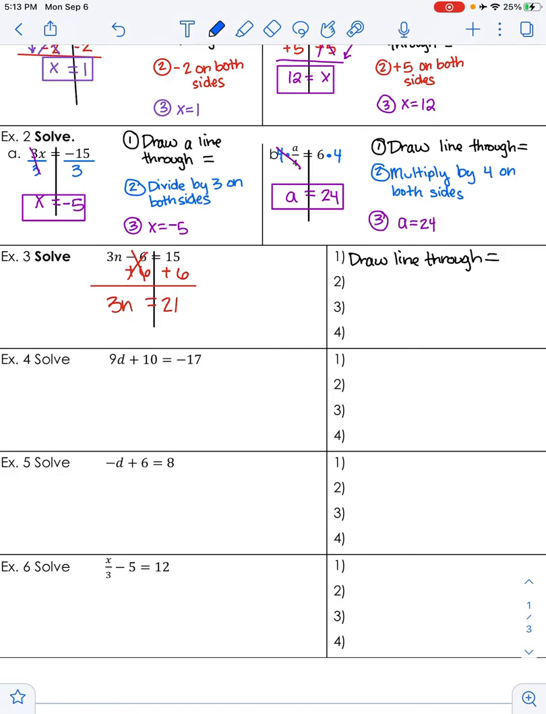From here, I'm going to divide by my coefficient because the 3n are being multiplied. So I'm going to divide both sides by 3. Oh, and I forgot to write my steps. So plus 6 on both sides. Then we divide by 3 on both sides.